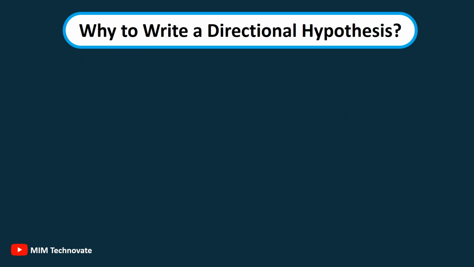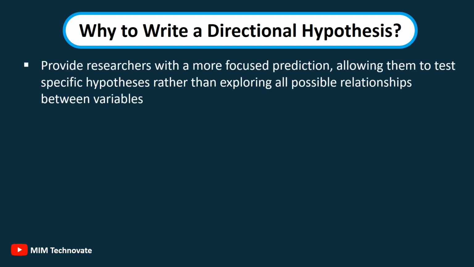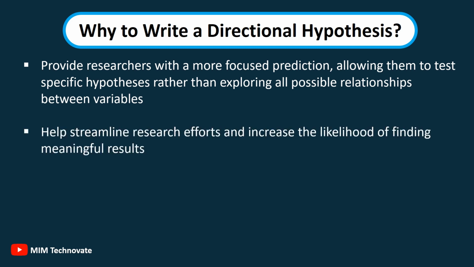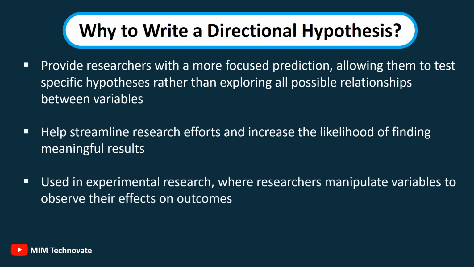Why to write a directional hypothesis? Directional hypotheses offer a number of advantages in research. They provide researchers with a more focused prediction, allowing them to test specific hypotheses rather than exploring all possible relationships between variables. This can help streamline research efforts and increase the likelihood of finding meaningful results. Directional hypotheses are often used in experimental research, where researchers manipulate variables to observe their effects on outcomes.